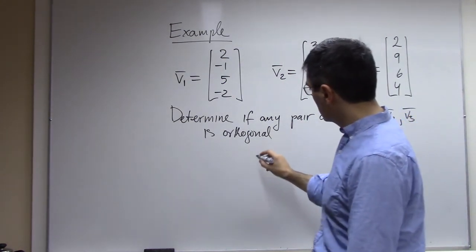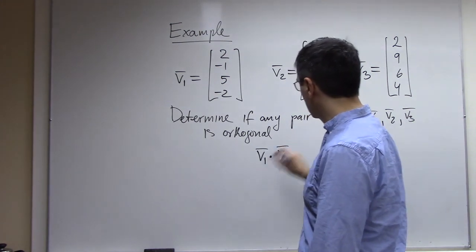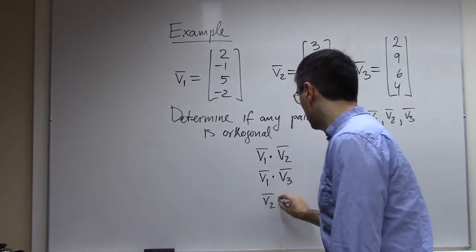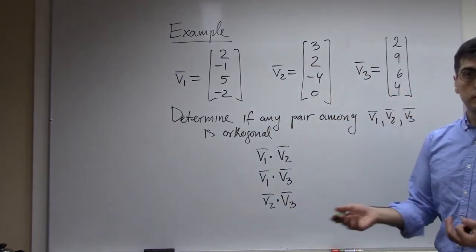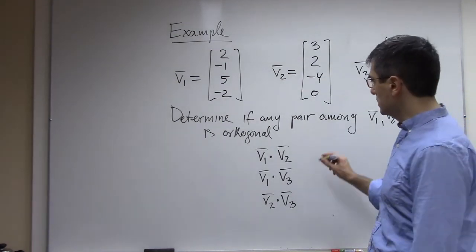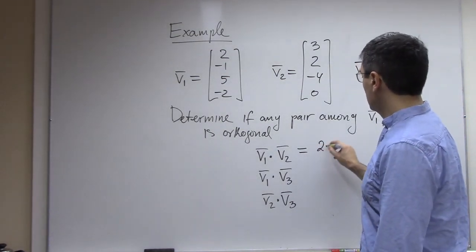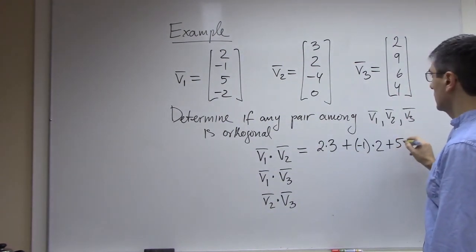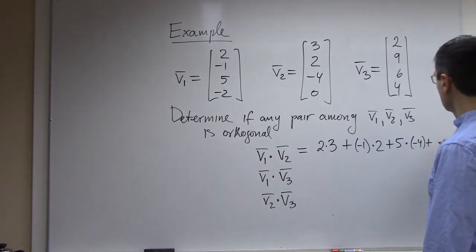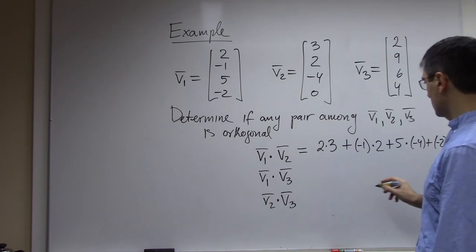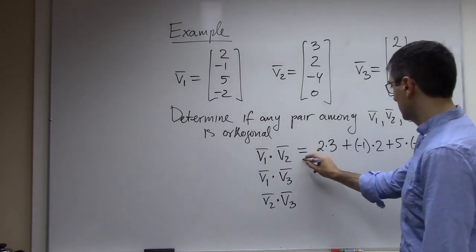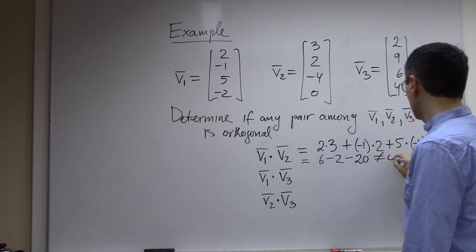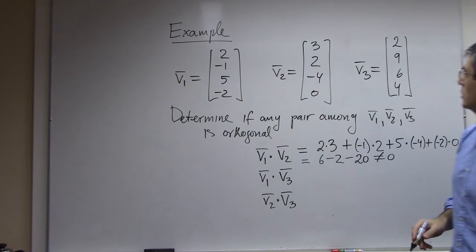Well, explicitly this means we need to compute the dot product of V1 and V2, and then V1 and V3, and then V2 and V3, and check if any of those dot products, or inner products, is 0. So V1 dot V2 is equal to 2 times 3 plus minus 1 times 2 plus 5 times minus 4 plus minus 2 times 0. So that is equal to 6 minus 2 minus 20. So this is definitely not 0. So the first two vectors are not orthogonal.